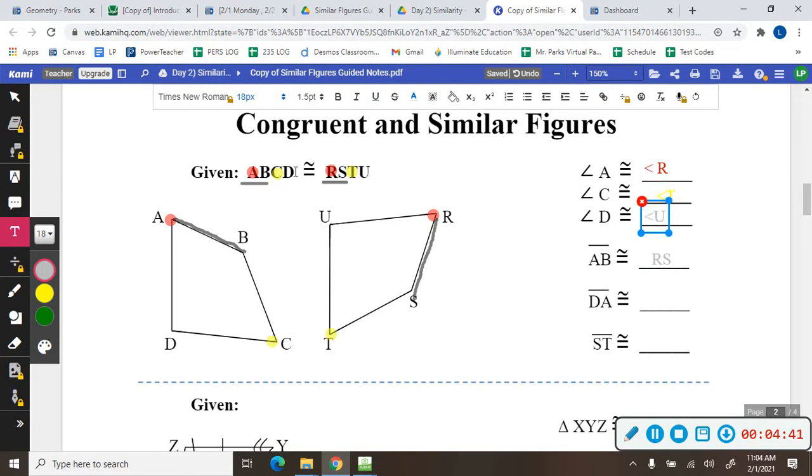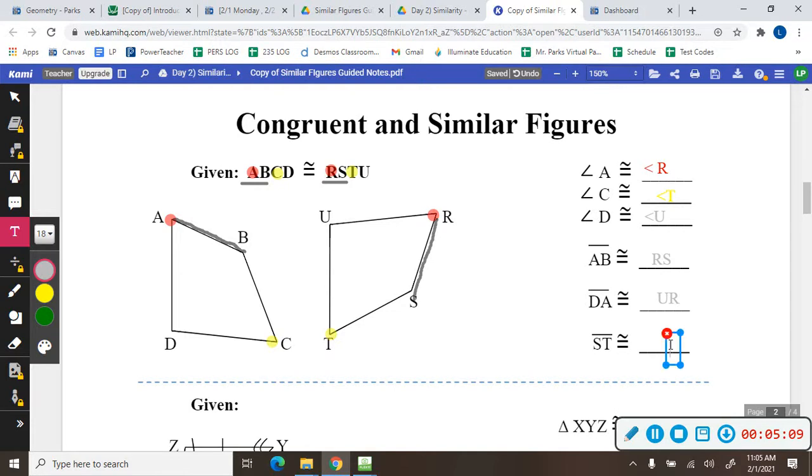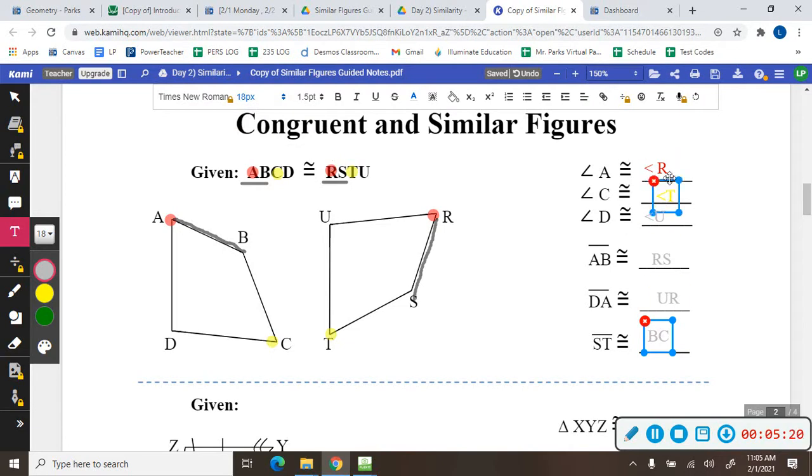DA. DA would be the last letter with the first letter. So that's going to be congruent to the last letter with the first letter. So DA is congruent to UR. And I would put the little line over it to say segment. ST, the two in the middle, are congruent to the two in the middle. So I'd say ST is congruent to BC. So what's nice is you don't really even need a picture. You could just look at the congruency statement and make true statements.